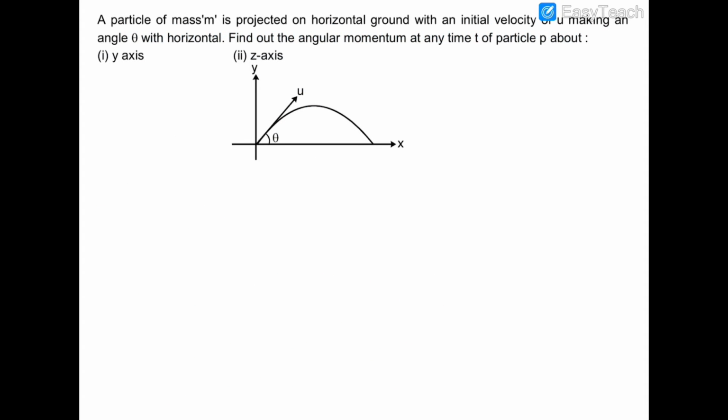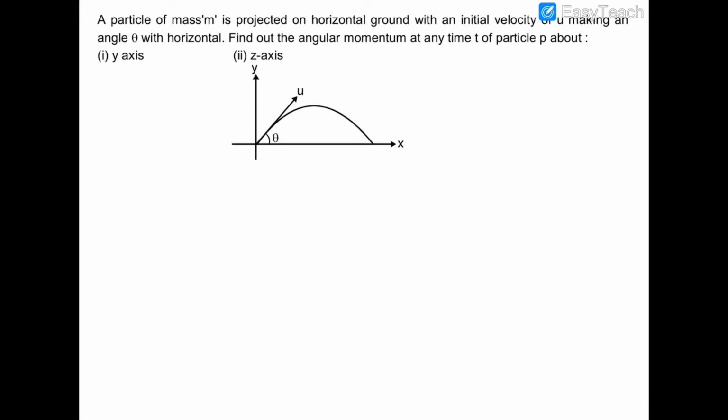In this question, a particle is projected with some initial velocity of u at an angle of theta with the horizontal. The mass of the particle is m, and we have to find out the angular momentum of this particle at any time t about the origin. In fact, about the y-axis in the first case and about the z-axis in the second case.